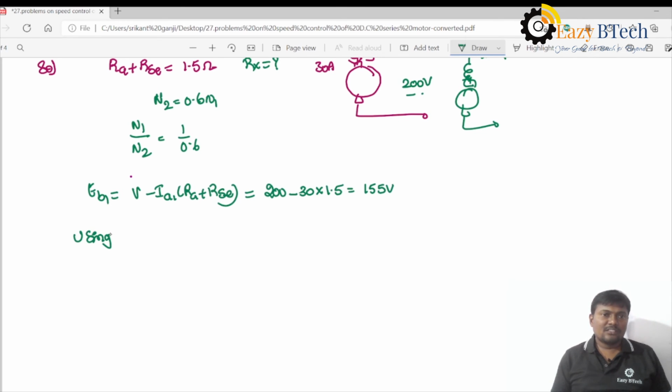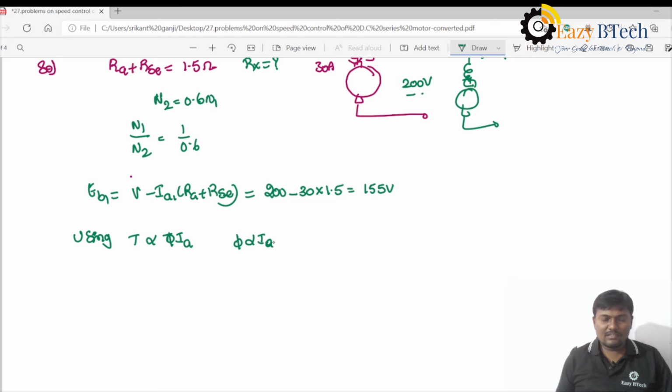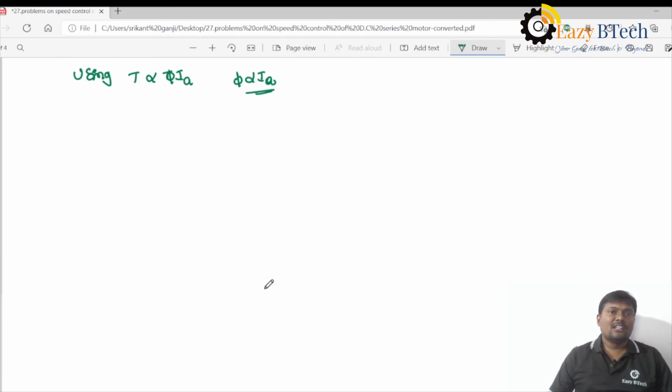So what is the torque equation? Torque is directly proportional to flux into Ia, and here I am connecting series, right? Then the flux produced by the field winding depends upon Ia. Finally, I write it as torque is directly proportional to Ia square. T1 by T2 is equal to Ia1 divided by Ia2 whole square.